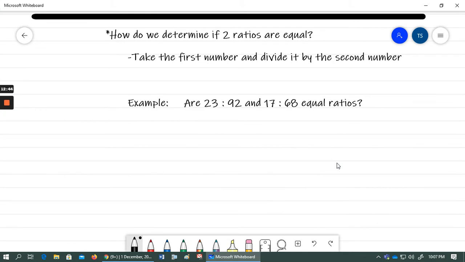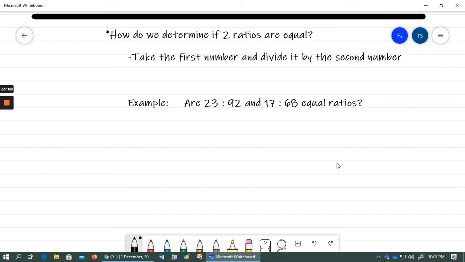Okay, so here we go with this example right here. Are the ratios 23 to 92 and 17 to 68, are those 2 equal ratios? So again, 23 to 92 and 17 to 68, are those 2 equal ratios?